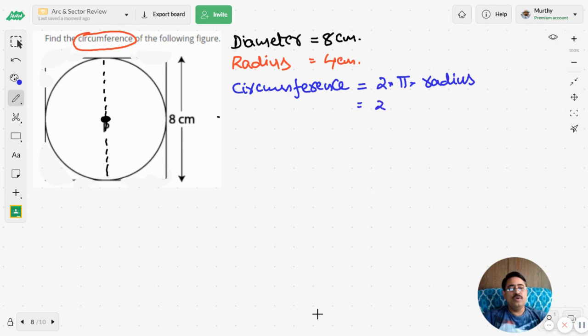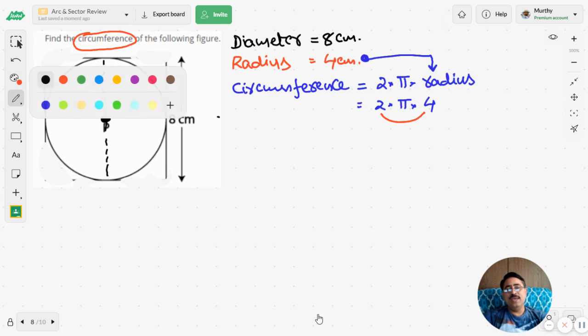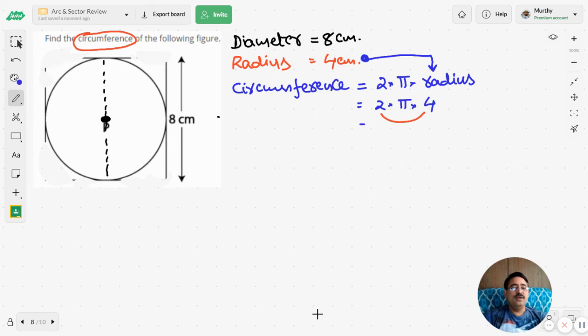Therefore, 2 times pi. What is the radius? Please, you have to be really careful. It is not 8, it is 4. So just multiply the numbers: 2 times 4 gives me 8. Therefore, it is going to be 8 pi centimeters.